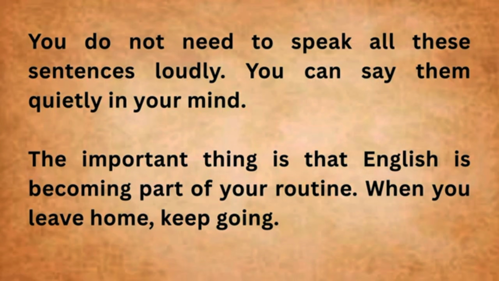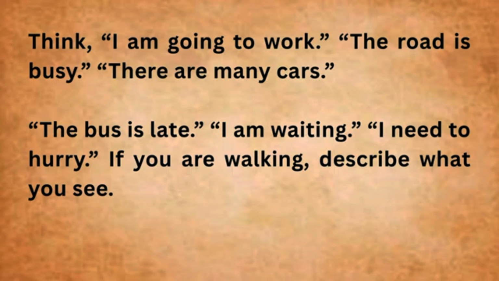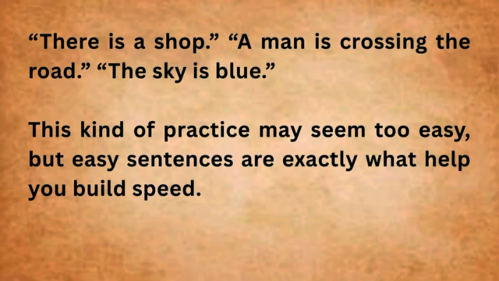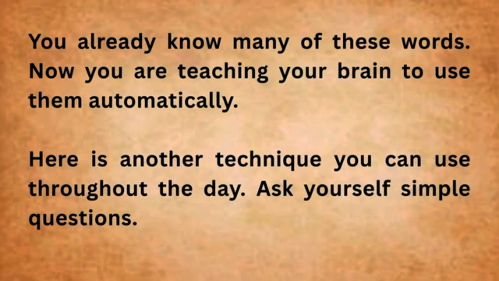When you leave home, keep going. Think, I am going to work. The road is busy. There are many cars. The bus is late. I am waiting. I need to hurry. If you are walking, describe what you see. There is a shop. A man is crossing the road. The sky is blue. This kind of practice may seem too easy, but easy sentences are exactly what help you build speed. You already know many of these words. Now you are teaching your brain to use them automatically.